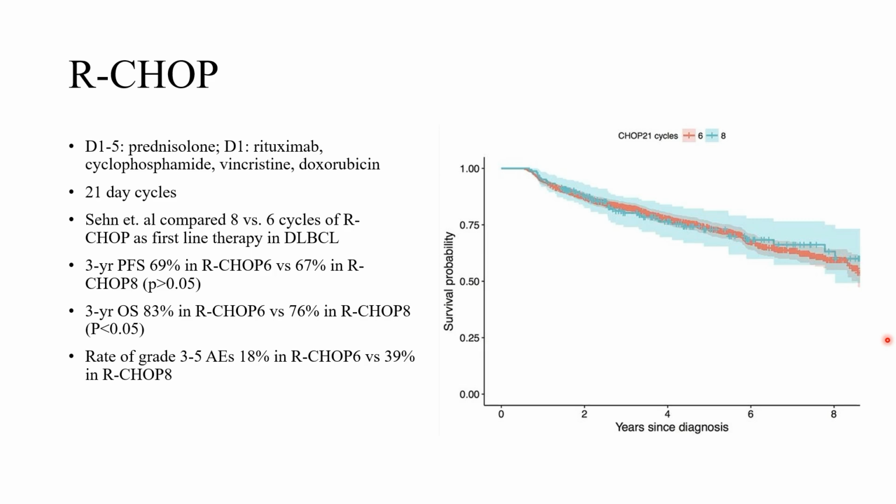Another important note here was that the rate of grade 3 to 5 adverse events was 18% in the 6-cycle versus 39% in the 8-cycle. So it makes you think perhaps the better overall survival in R-CHOP 6 could be partially due to fewer adverse events than the 8-cycle R-CHOP. And again, later on, Wästerlid et al. replicated these findings with a true 6 versus 8-cycle R-CHOP. So the 6-cycle was actually just 6 cycles of both rituximab and CHOP.